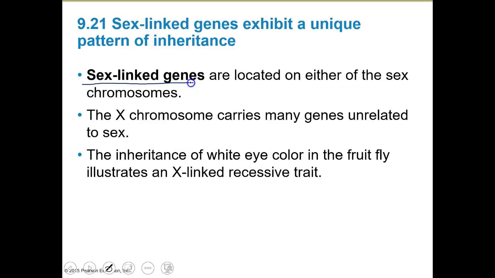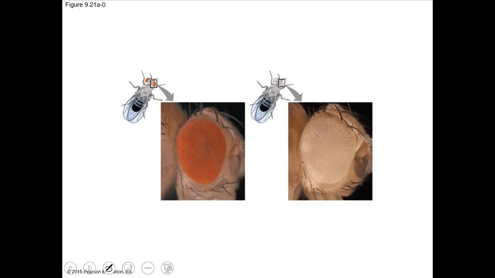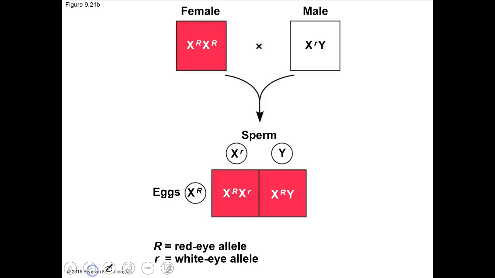We also have some sex-linked genes, and they're located on either of the sex chromosomes. An X chromosome carries many genes unrelated to sex. The inheritance of white eye color in the fruit fly is an X-linked recessive trait. So look at what happens when we talk about this. A female will have to have two copies because it's XX. A male with white eyes has X with a little r. Again, the X is telling us the location, whether it's on X or Y.